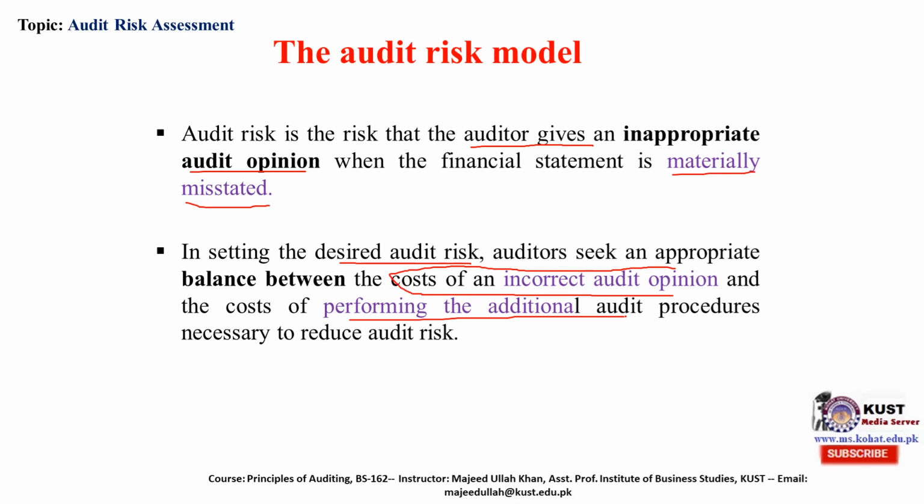But the auditor will pay a huge cost for giving an incorrect audit opinion. In history, in the case of Enron, Arthur Andersen was a big audit firm which became blacklisted because of giving an inappropriate audit opinion. So performing additional audit procedures will be necessary to reduce the audit risk.